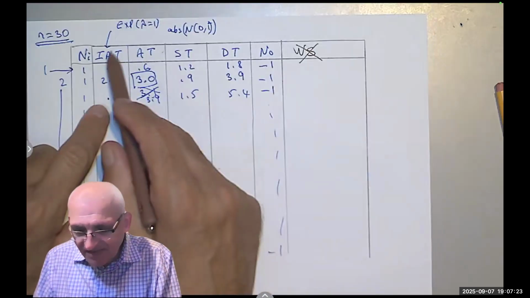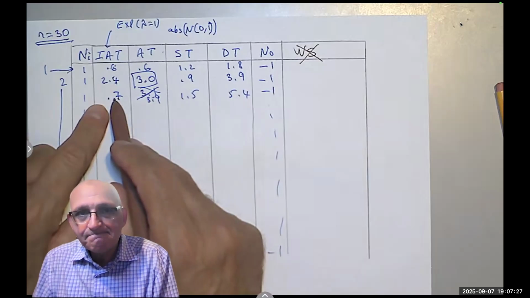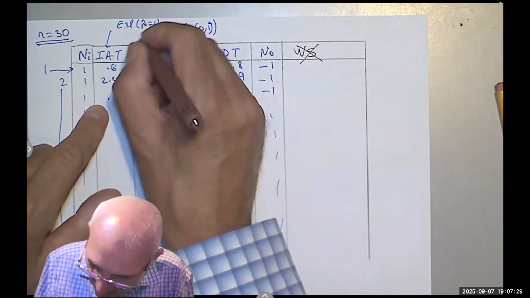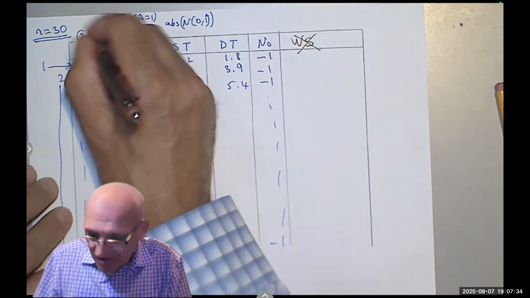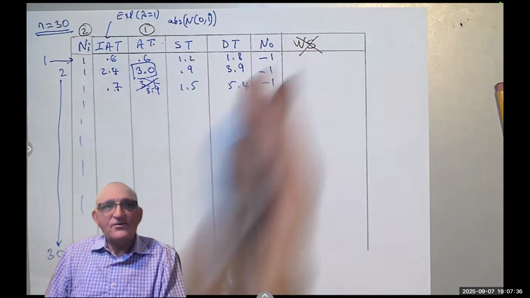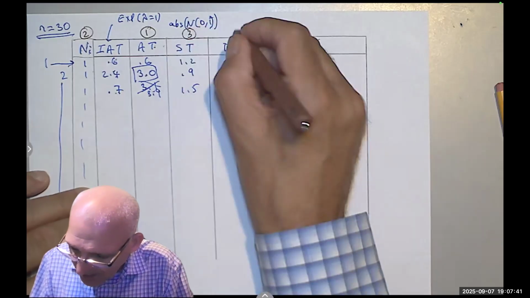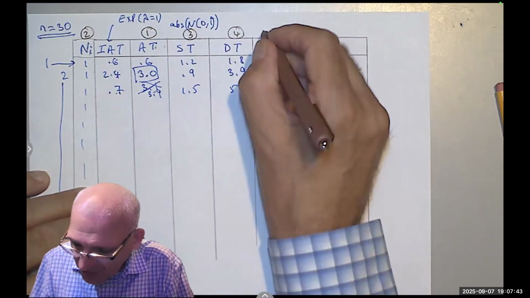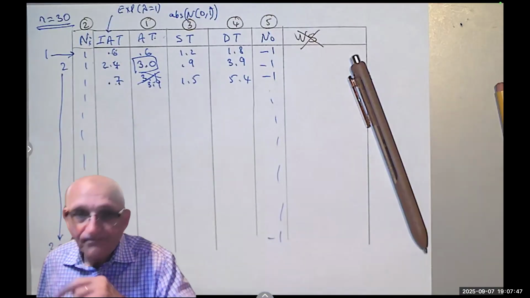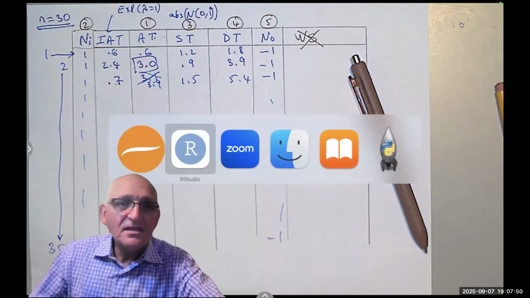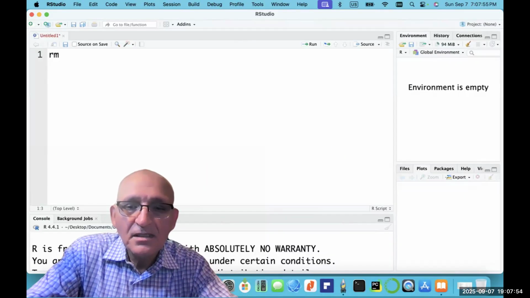In fact, I'm not even going to enter the inter-arrival time. I'm going to call this column 1. The n sub i is column 2, because every time there is an arrival time, I will add 1. And then the service time would be 3, the departure is 4, and the number out is 5. So I would have 5 columns. So let's go to RStudio and start clearing the system.